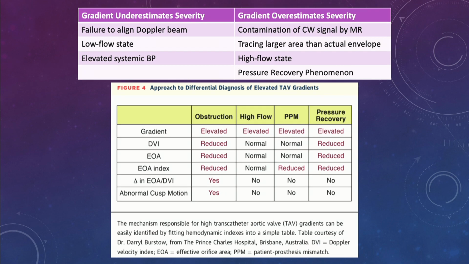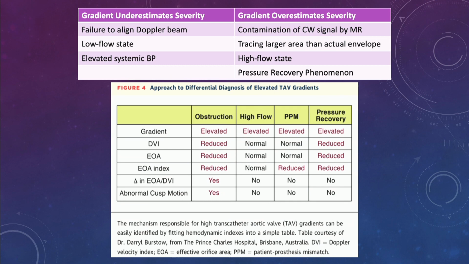We shouldn't forget that the gradient may overestimate severity if the stenosis is contaminated by the MR signal, obviously, if the traced area is larger than the actual envelope, or if we have a high flow state as well. And the gradient may be overestimated if we have failure to align the Doppler beam, if it's a low flow state, or the patient has high blood pressure.